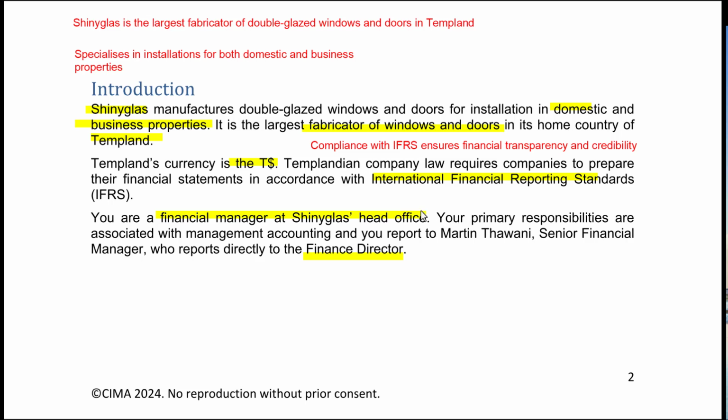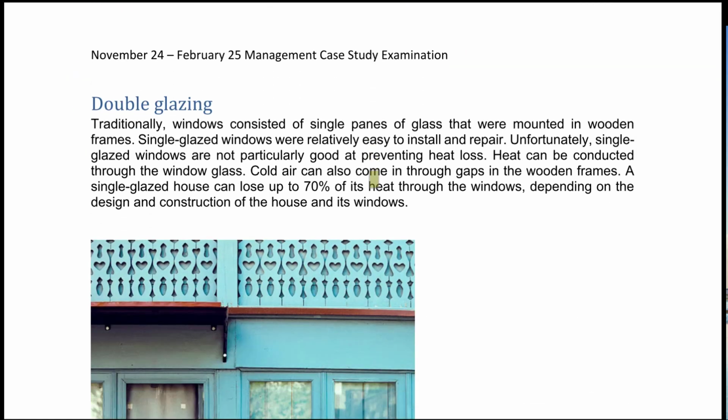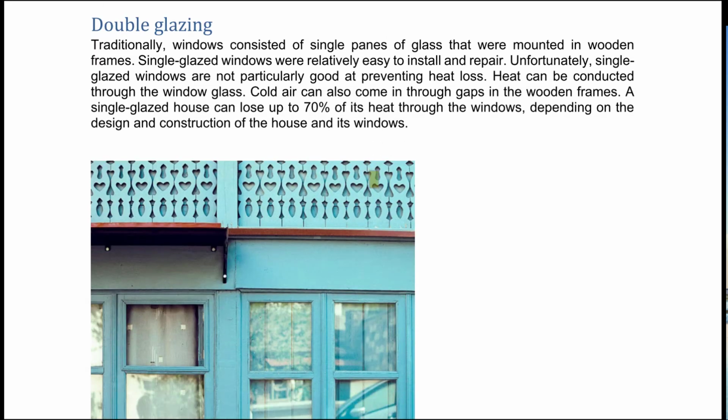So there we go. Brief overview of where we sit in the organization at Shinyglas, who are the market leader, the largest fabricator of double glazed windows and doors in our home country using the Templand dollar. So there we go. That's our intro. Now we can drop on down to start on learning all about double glazing.